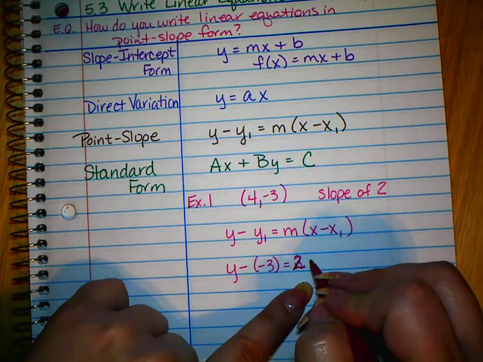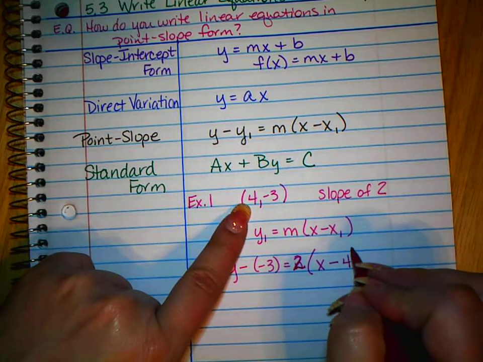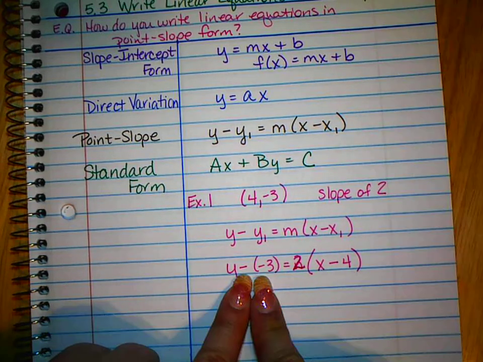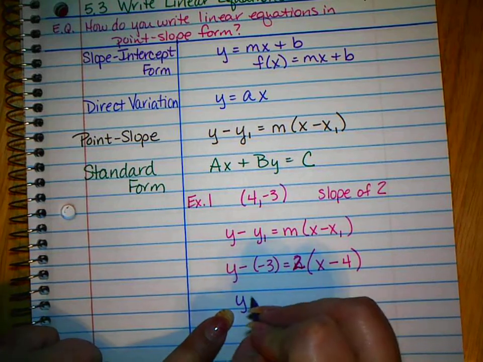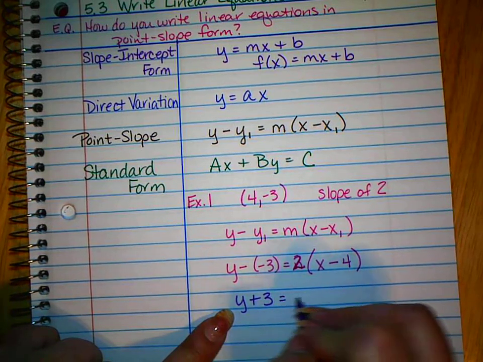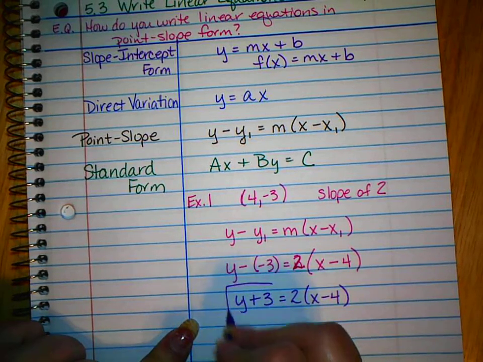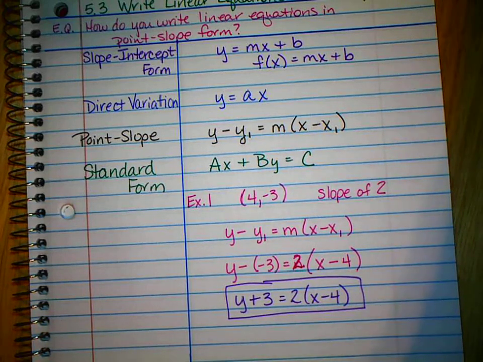I got ahead of myself there. X minus the 4. Now, in reality, we don't normally see minus and negative. What this needs to be is y plus 3 equals 2 times x minus 4. And that is your equation in point-slope form. That's what you're looking for.